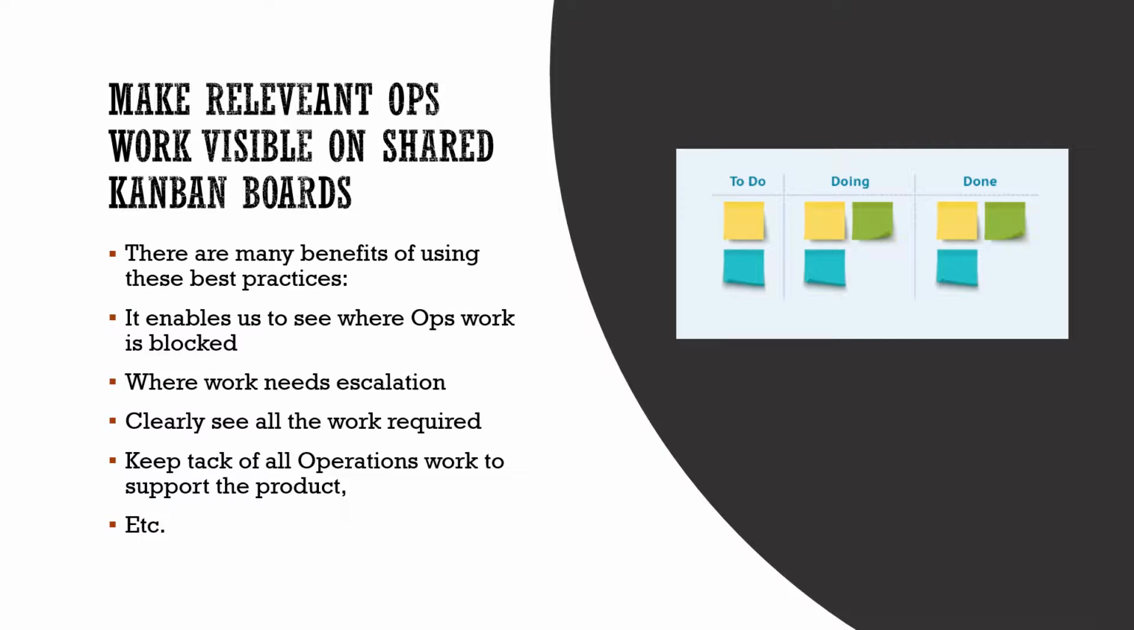In addition to using agile methodologies, the best practices, we must make the work visible. It is important also to include the activities of the operations group in the shared Kanban board. However, it is important to put only those activities that are relevant to product delivery, which shows the many benefits of using these best practices, such as directing us to where a problem might be, resolving any issues by escalation, identifying what needs to be done, and finally tracking the operations to support the product.